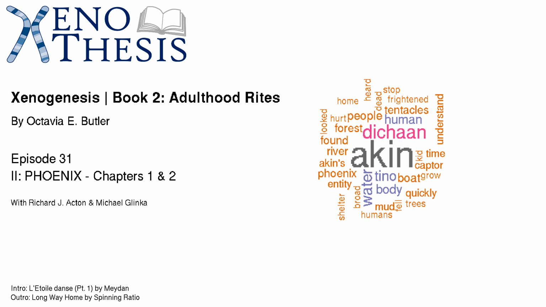My name is Richard Akin, and in this episode 31, we are covering chapters 1 and 2 of Part 2 Phoenix of Book 2 Adulthood-Rites of the Xenogenesis trilogy by Octavia Butler. And I'm joined, as always, by my co-host, Michael Glinka.